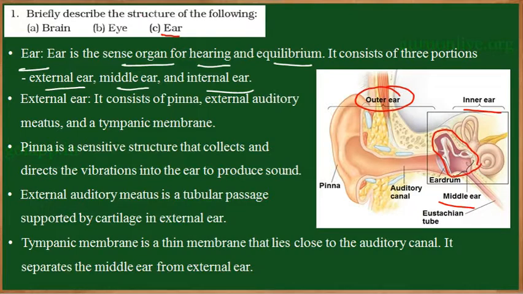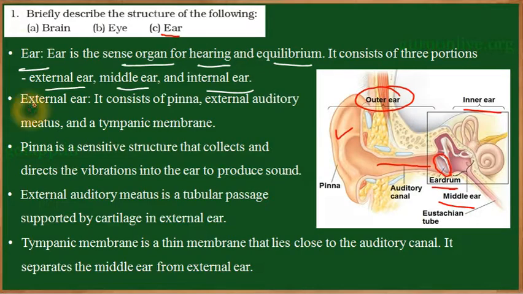Now the external ear consists of the ear pinna, the external auditory meatus, which is also called the auditory canal, and the tympanic membrane. This membrane is called the tympanic membrane, or the eardrum. So these are the parts of the external ear: the pinna, auditory canal and the eardrum.